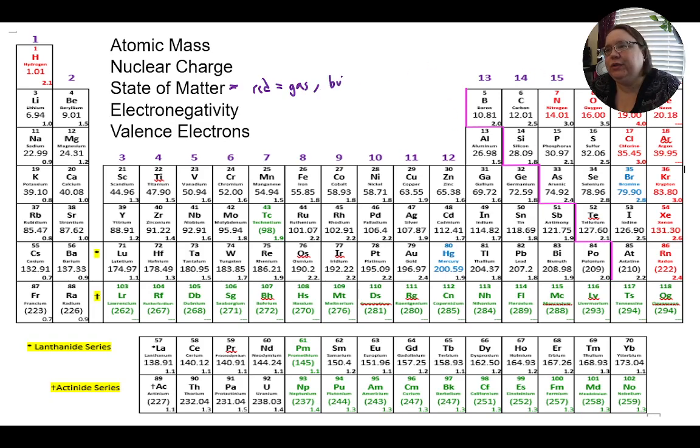Our blue indicates that it is a liquid. We only have two blues, mercury and bromine. The black, that is your most common color for your symbols, and black indicates that it is a solid.